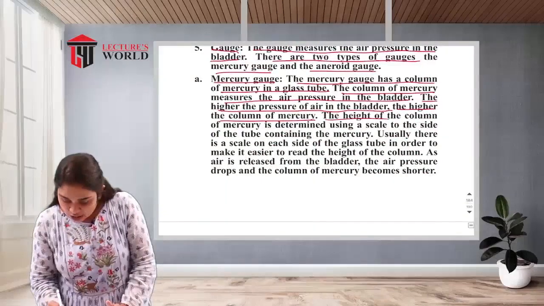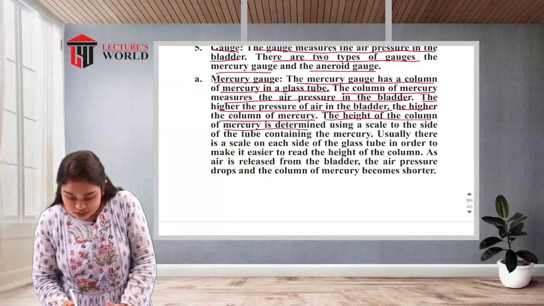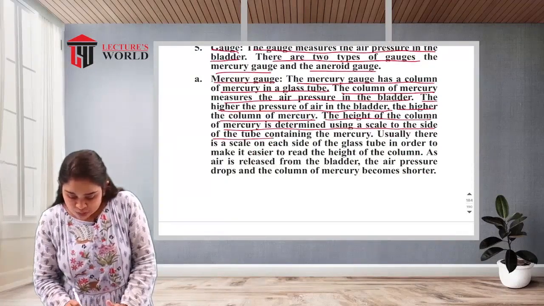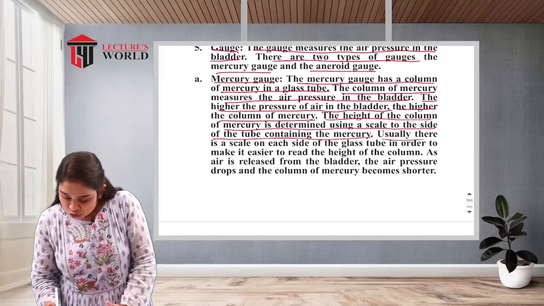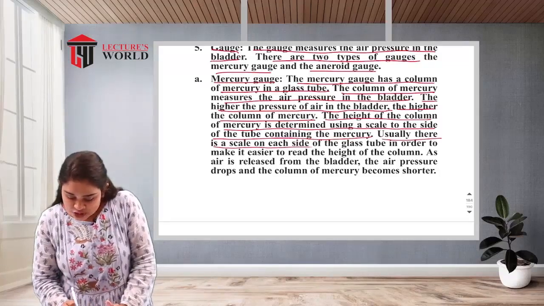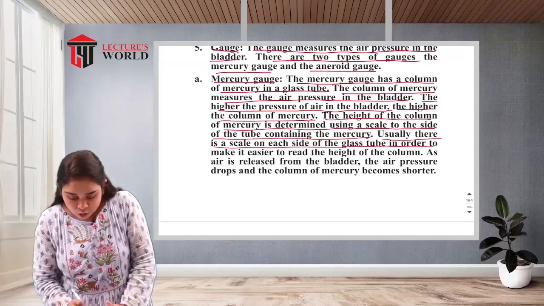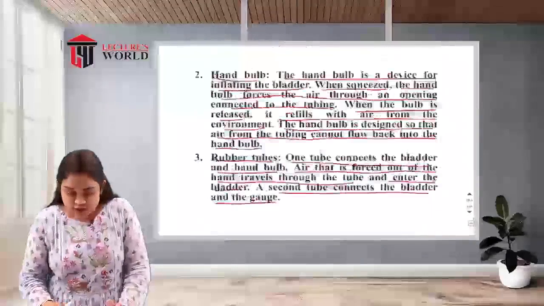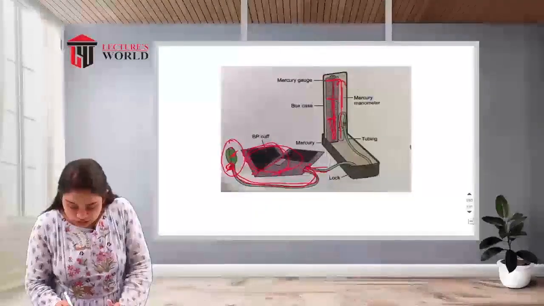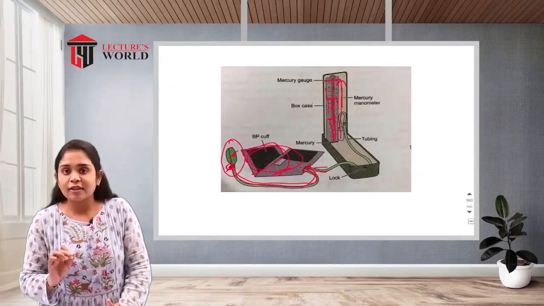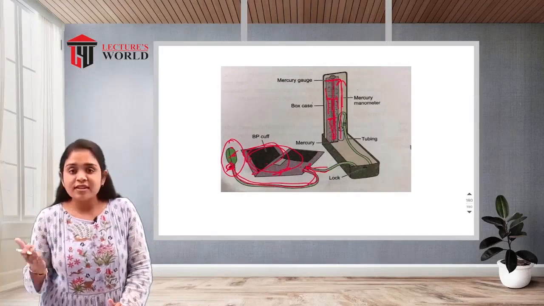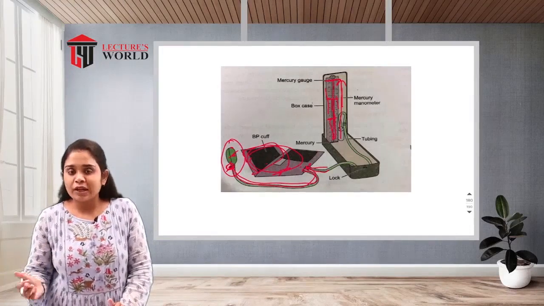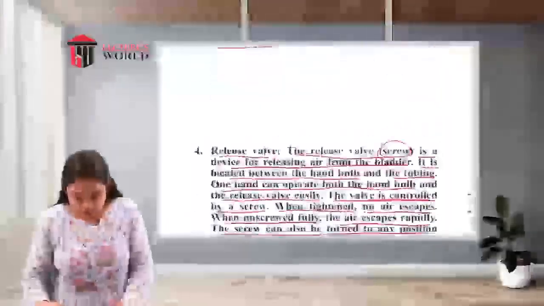The height of the column of mercury is determined by using a scale on the side of the tube containing the mercury. Usually there is a scale on each side of the glass tube to make it easier to read the height of the column. As you have seen, the readings are displayed on either side of the glass tube, so you can easily read the blood pressure, the systolic and the diastolic.